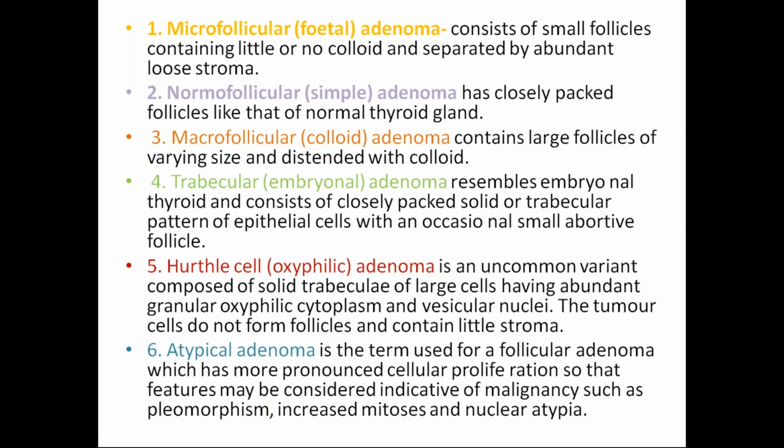So another type is atypical adenoma. It is a term used for follicular adenoma which has more pronounced cellular proliferation, so that features may be considered indicative of malignancy such as pleomorphism, increased mitosis, and nuclear atypia. So atypical adenoma is similar to malignant thyroid cancer. So the features we need to remember are pleomorphism, increased mitosis, nuclear atypia. So if these features are present, we call it carcinoma. If these features are absent, we call it atypical adenoma.